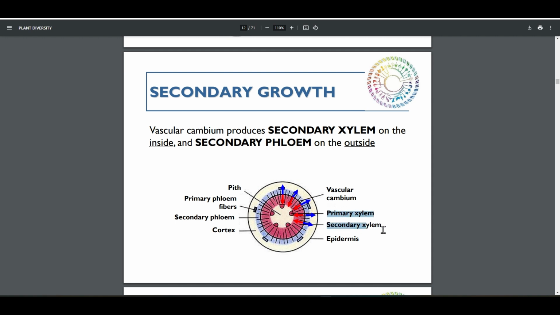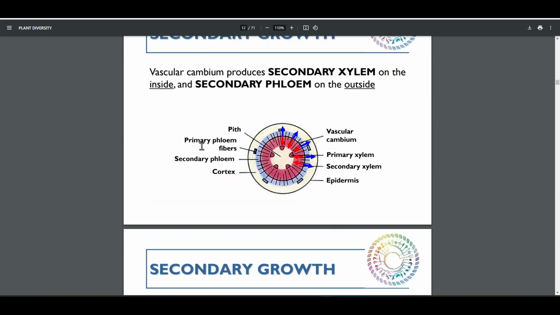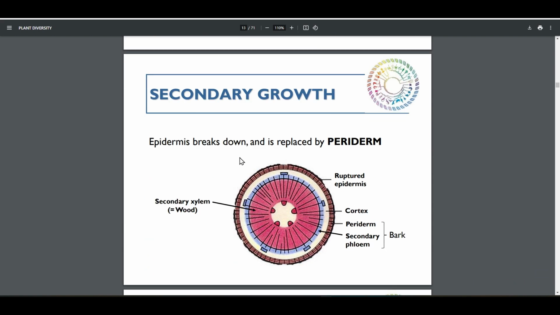Remember, xylem is always stained red, okay? While phloem is, I believe, green or blue, or blue-green. For the final, the oldest stem, the epidermis breaks down. The outer part is destroyed and is replaced by the periderm. The periderm is this part, and the periderm and the secondary phloem make up the bark, and the cortex is still there. The secondary xylem becomes wood. They are lignified. They're very tough, and that provides support for the plant.